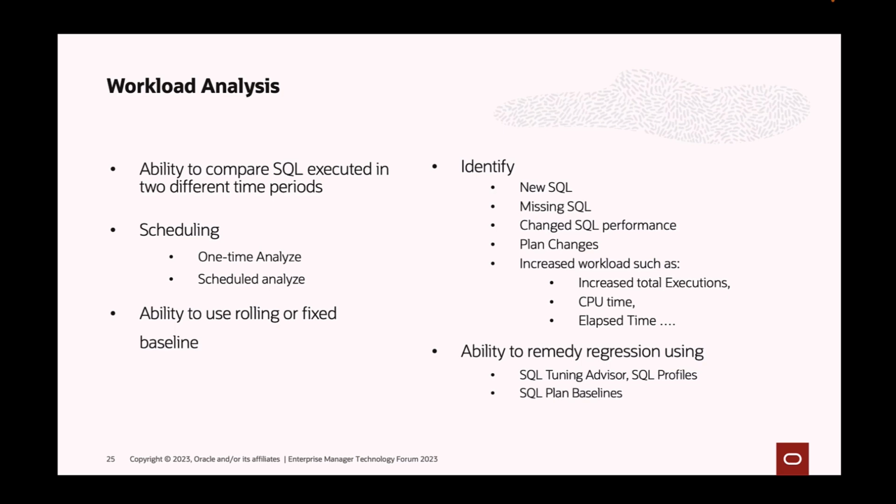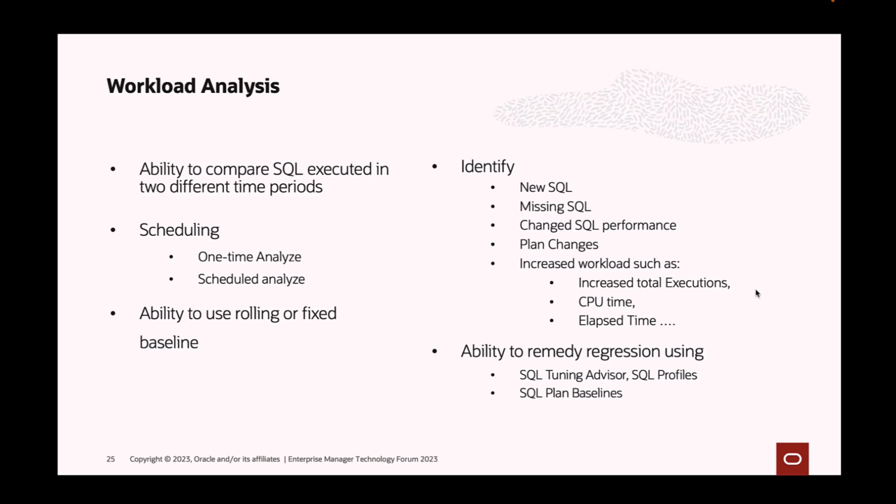There are 2 ways to schedule an analysis task. One-time analysis. This is actively executed by the DBA, selecting the reference workload and selecting the compare workload. The scheduled analysis is automated by the EM job scheduler. Here we can schedule a job that executes daily at a certain time, or monthly, such as a certain day in the month or the last day in the month.